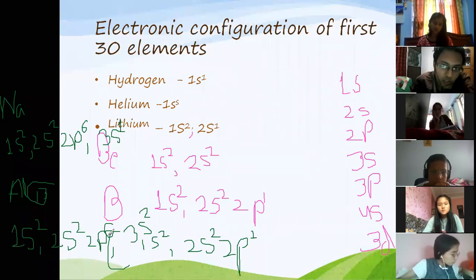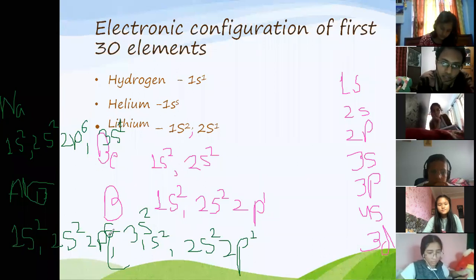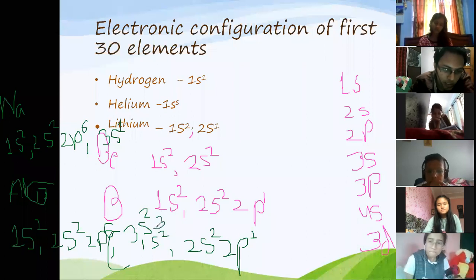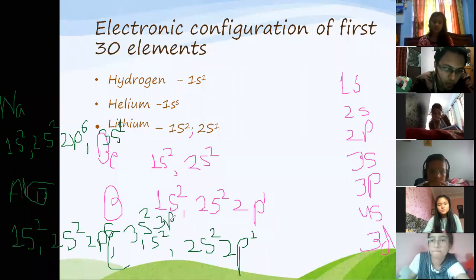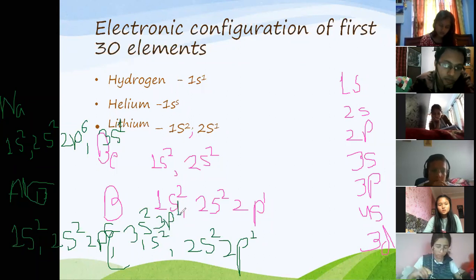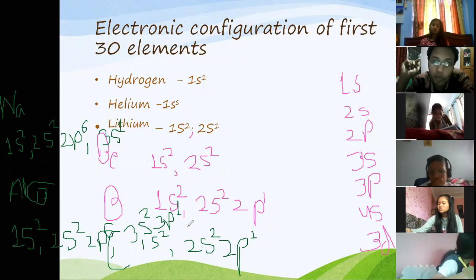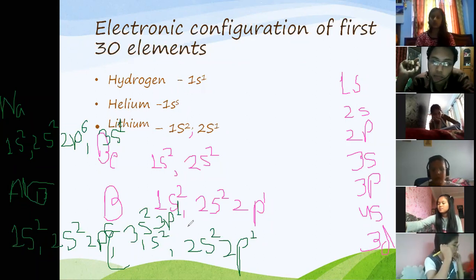Obviously you cannot write 3s3. 3s has a capacity of only 2. That's why after 3s comes 3p. 3p1. Sir, 3p1. Right. 1s2, 2s2, 2p6, 3s2, 3p1 is the answer for aluminium.